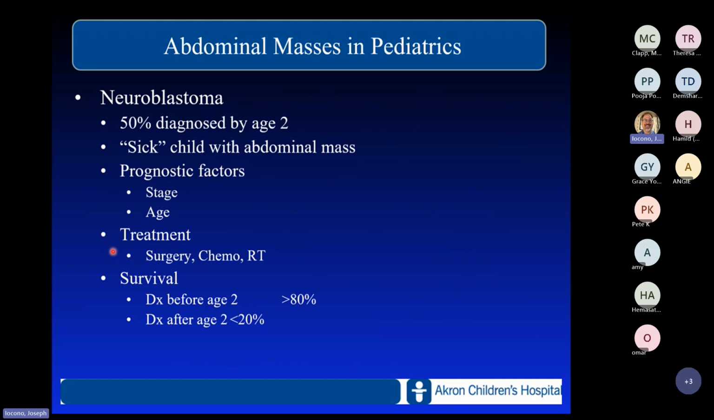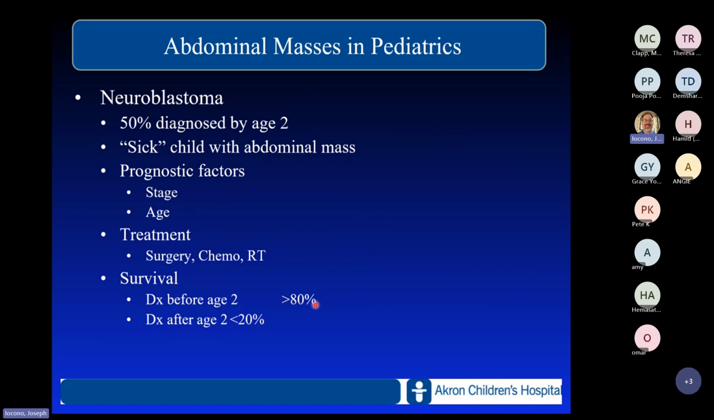Neuroblastoma. What do you have to know for the test for neuroblastoma? Okay. 50% are diagnosed by age 2. Neuroblastoma is the most common solid tumor in children, and the reason is it can occur both above and below the diaphragm. It can be in the chest, along the sympathetic chain, or it can be in the abdomen, the adrenal, the organ of Zuckerkandl, anywhere along the sympathetic chain.